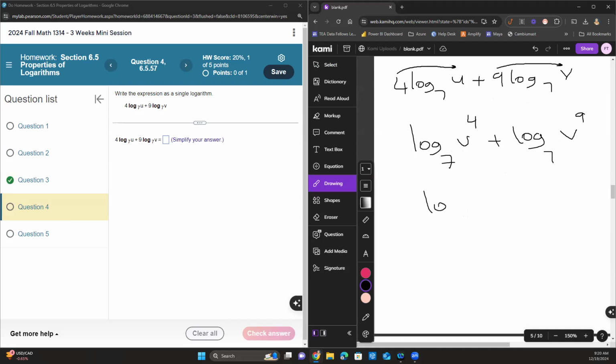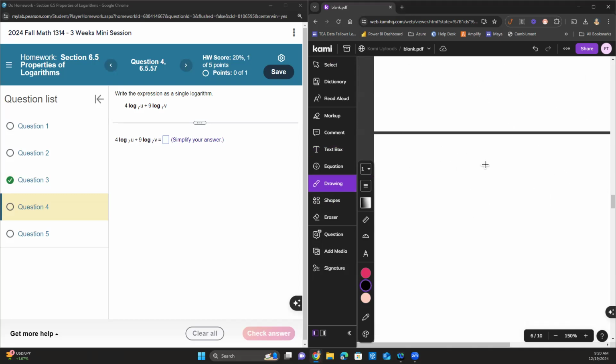Now, because they both have log base 7, we're going to multiply. So the first one was u to the 4th times v to the 9th, because we can just multiply these two and that answer is going to go to this box here.